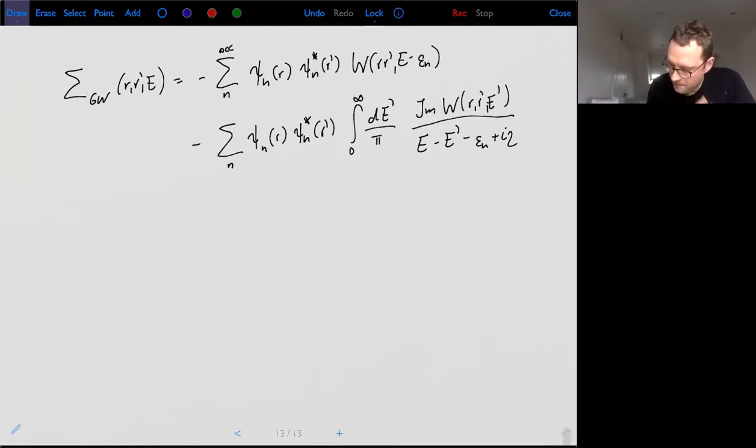So the second bit is what you get from the poles of the screened interaction. And this is, of course, looking a little bit complicated because you need to do this additional energy integral, which numerically is a bit of a pain. So often additional approximations are used to get rid of that integral.